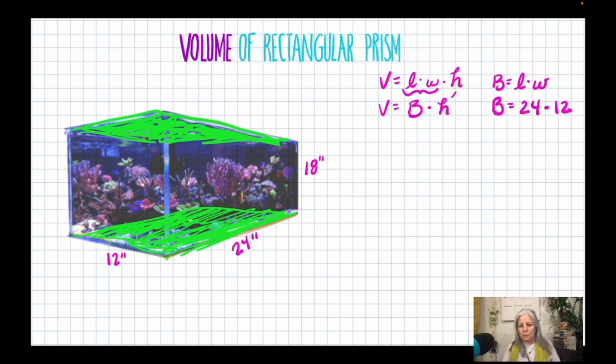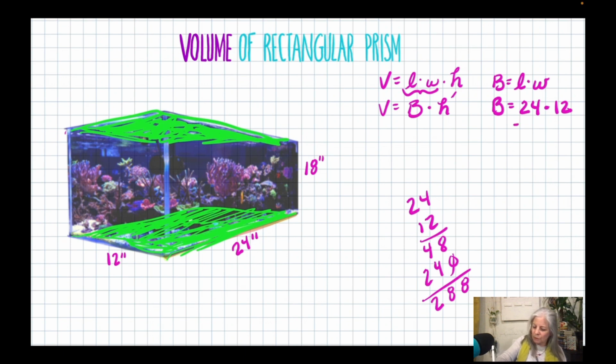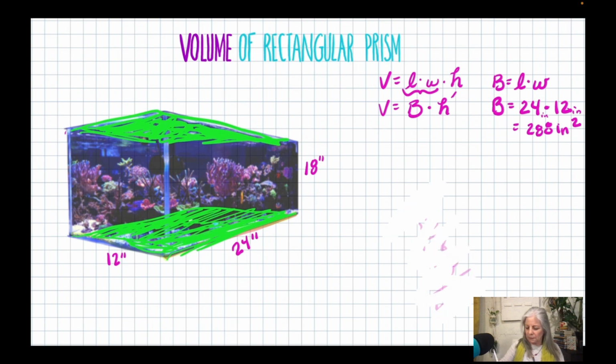So it's going to be 24 inches times 12 inches, and let's go ahead and work that out real quick. 24 times 12, 4, 1 times 4, 1 times 2. So that is going to be 288, and that's going to be inches squared, because we multiplied 24 inches here times 12 inches here.